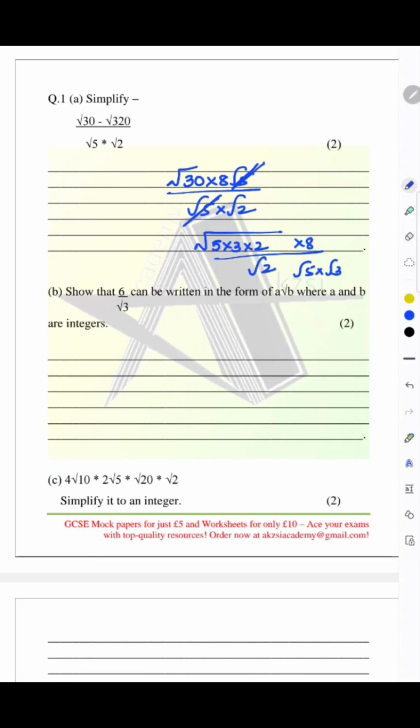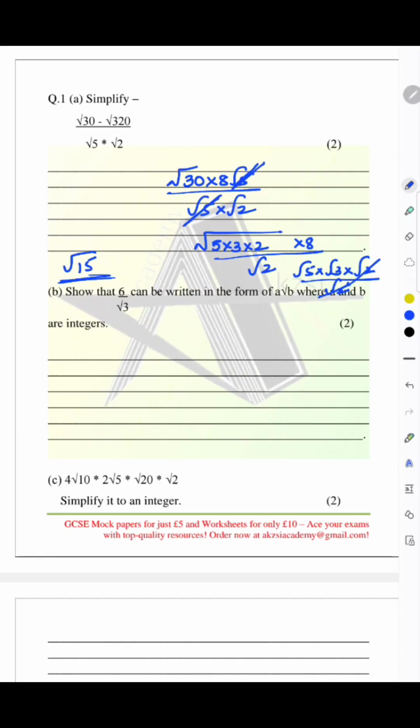So root 5 times 3 times 2 can be written as root 5 times root 3 times root 2 over root 2. Cancel it out. Remaining is just root 15, and that's your answer. That's how you'll get the simplified answer.